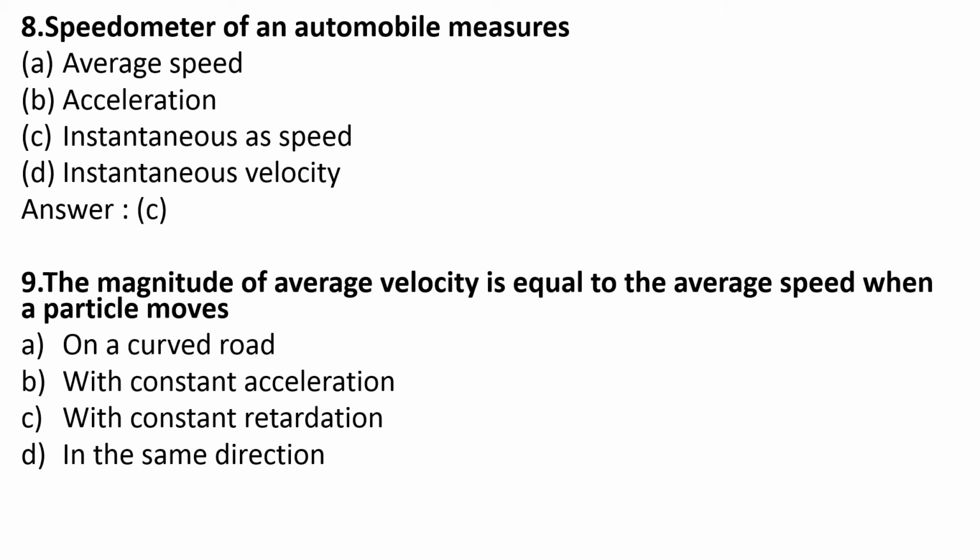The magnitude of average velocity is equal to average speed means velocity and speed are equal. That is only when the particle moves in the same direction. If the direction is the same, then average velocity and average speed become equal. So the answer is option D, in the same direction.